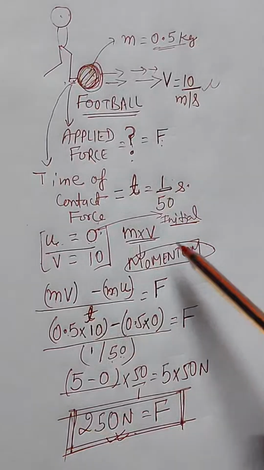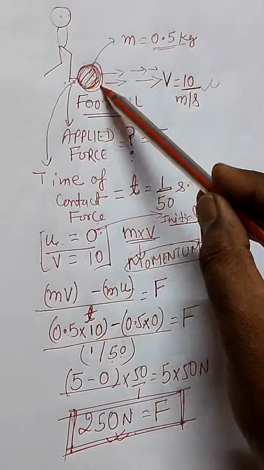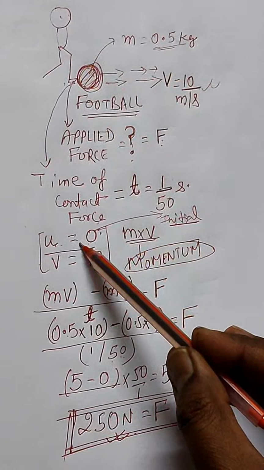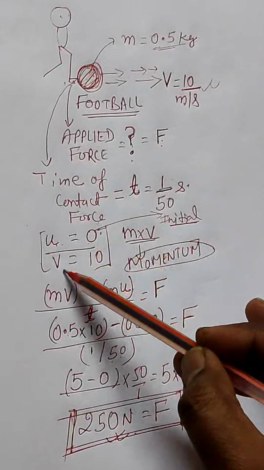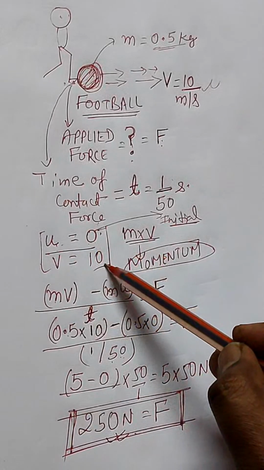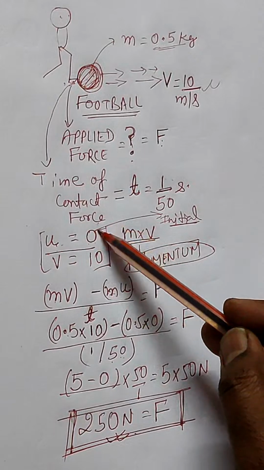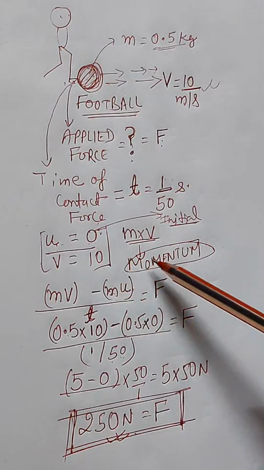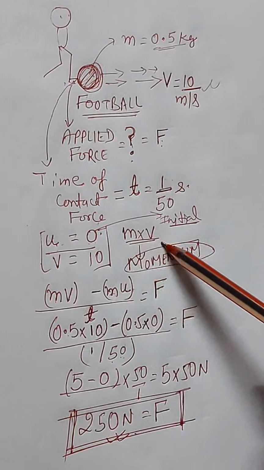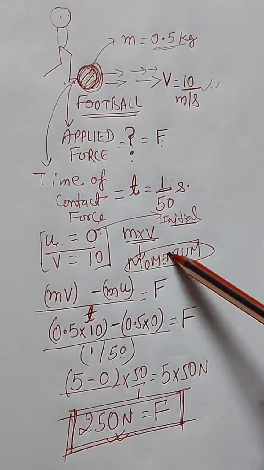Now we know that initially the ball was at rest, so the initial velocity u equals 0, and the final velocity is v equal to 10, right? The initial velocity and final velocity are known to you. Now you can calculate the rate of change of momentum. And what is the formula of momentum? Mass into velocity.